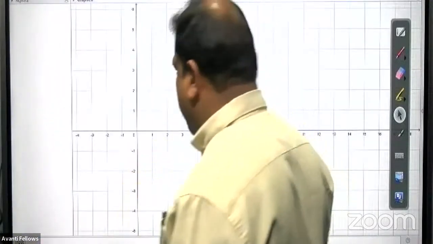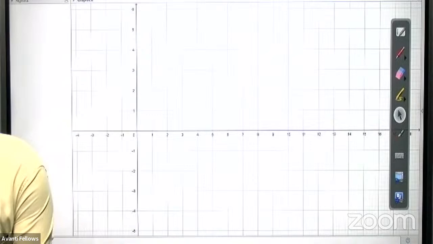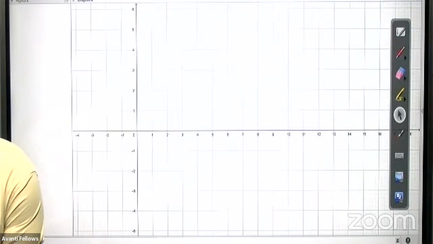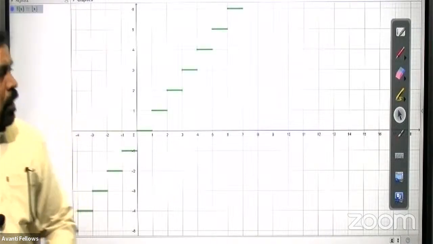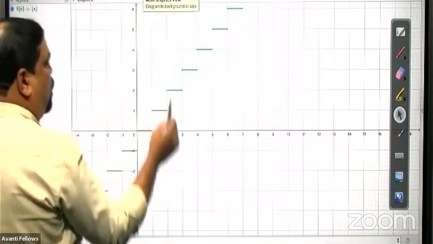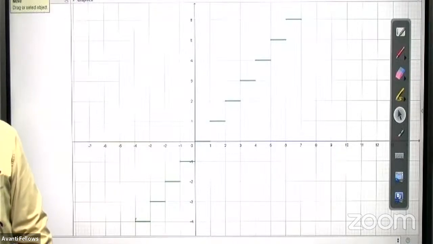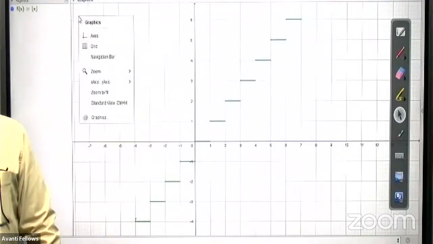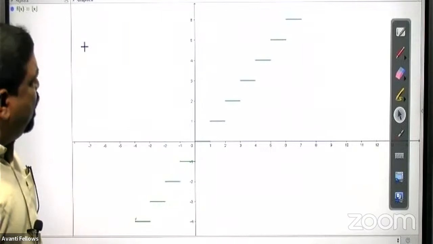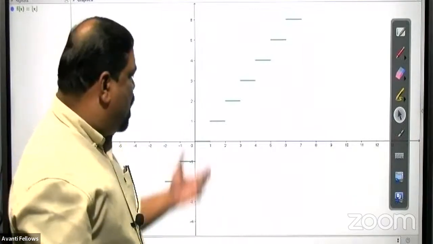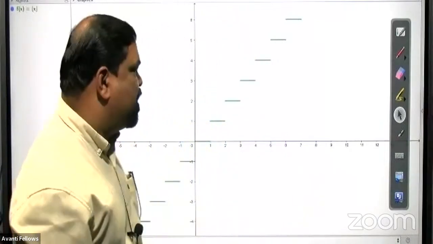What about the greatest integer function? So let me plot the graph of the greatest integer function. So you can see this is the graph of the greatest integer function. This is also one of the standard functions. You are familiar, isn't it? So very clearly from the graph, we can observe that this function is discontinuous. Okay, the function is not continuous.